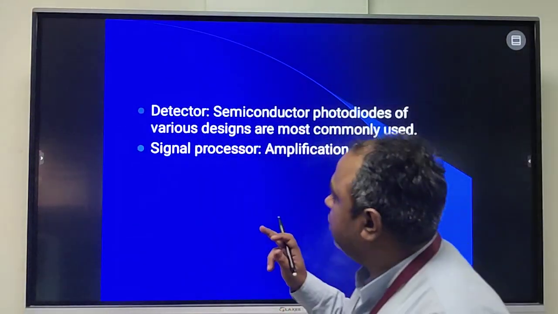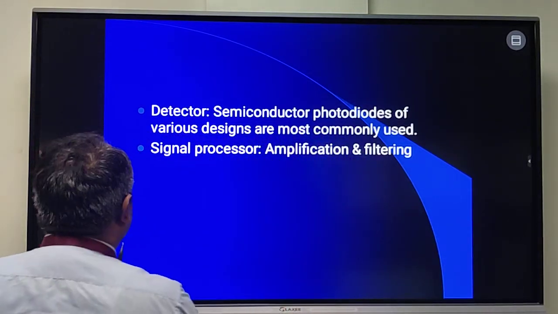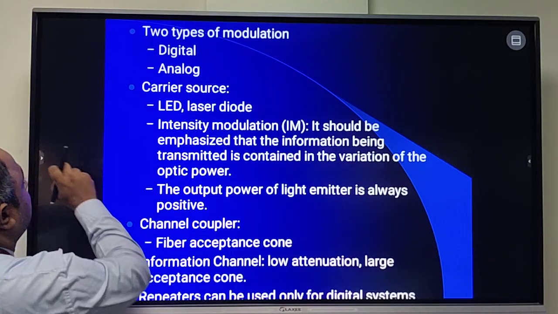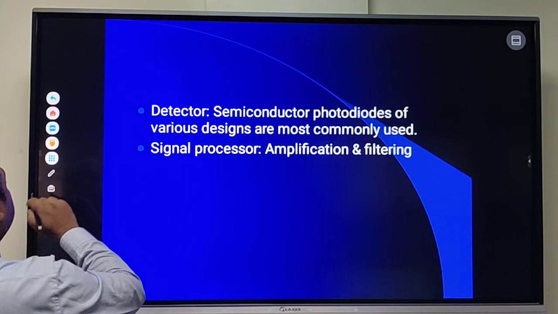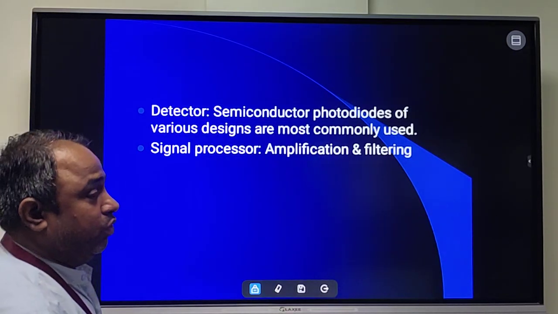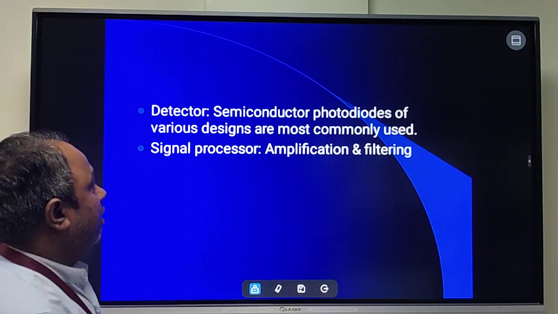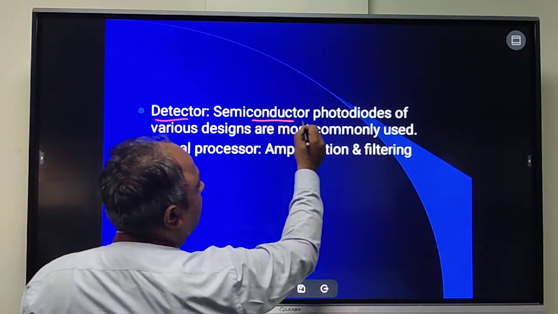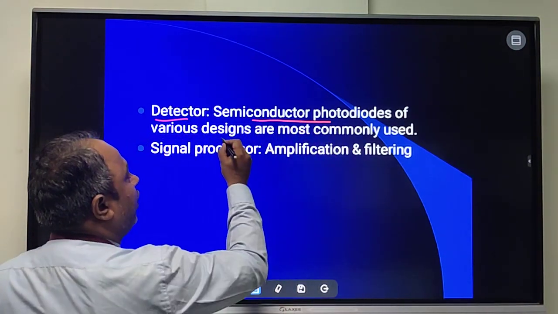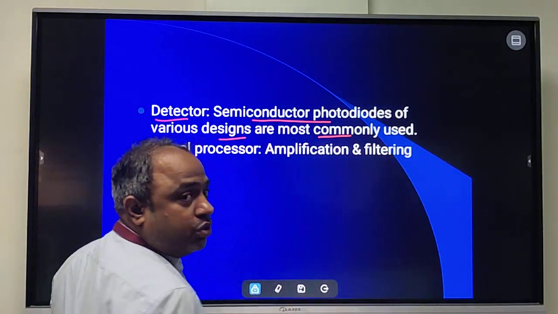Now we are talking about how the detector will work. There are different kinds of detectors we use. We use a detector for receiving the optical signal. Semiconductor photodiodes of various designs are most commonly used.